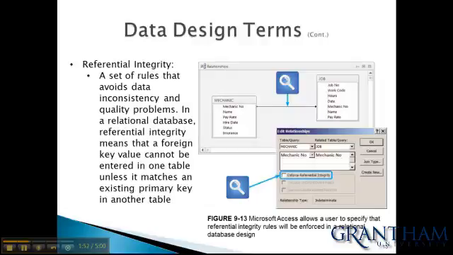When designing a database, it's important to have referential integrity. It's a set of rules that avoids data inconsistencies and quality problems. In a relational database, referential integrity means that a foreign key value cannot be entered in one table unless it matches an existing primary key in another table. In the example, you'll see that in the mechanic table, mechanic number would be the primary key. In the job table, it would be called the foreign key, and therefore you must have a primary key in the mechanic table before it can exist in the job table.